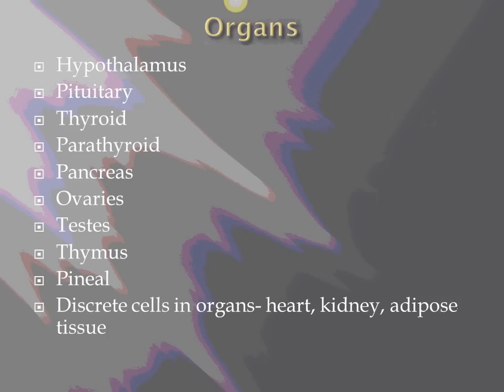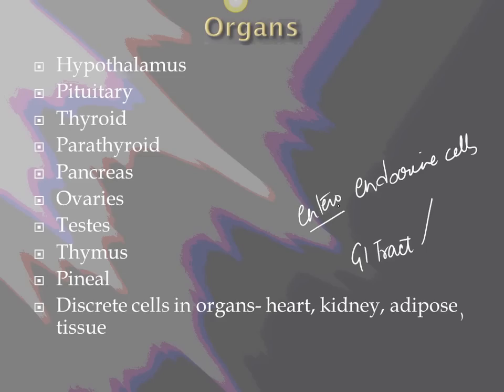Then cells in the GI tract also. So we'll have special cells in the GI tract. These cells are known as enteroendocrine cells. Enteric is for the gastrointestinal system, and endocrine is endocrine. So enteroendocrine cells. So when we do the digestive system, you'll see there are certain cells in the digestive tract, special cells which secrete hormones which help in the digestive process. They help to cause secretion of enzymes. So these are known as enteroendocrine cells.